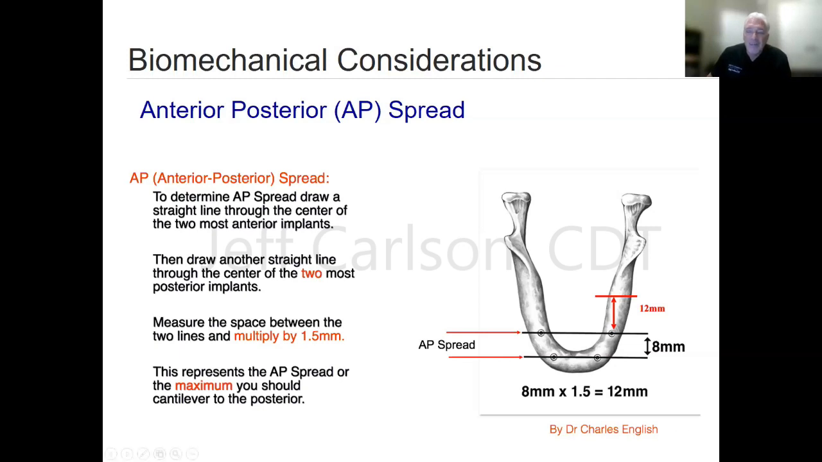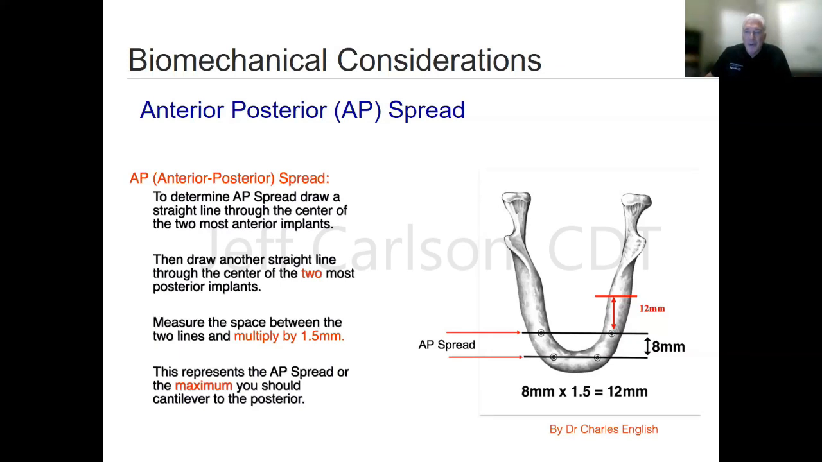What we're looking at here then is what Dr. English figured out. I call it the magic number, which is 1.5. So whatever that distance is, and implants are not always perfectly lined up, so this is a guideline. This isn't engraved in stone, but it's a nice guideline for you.